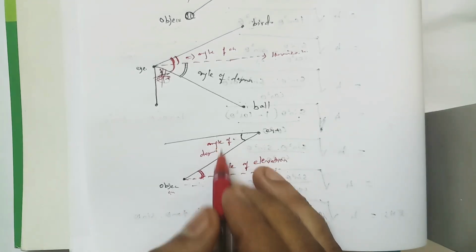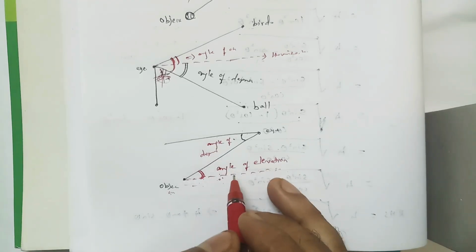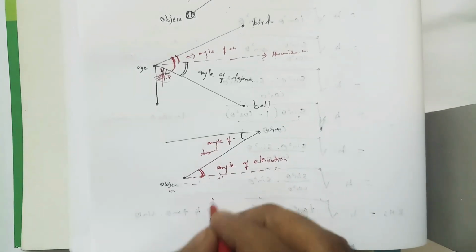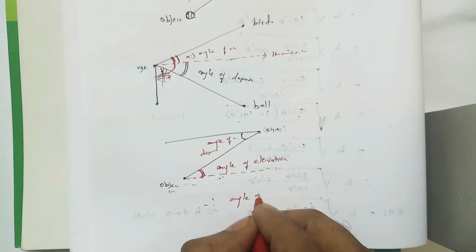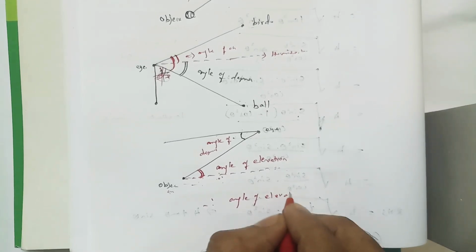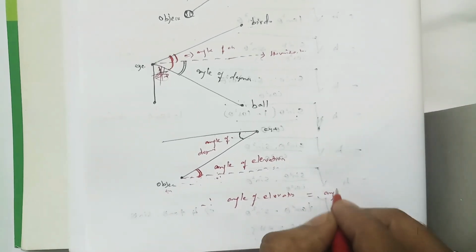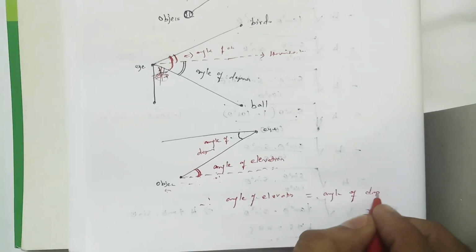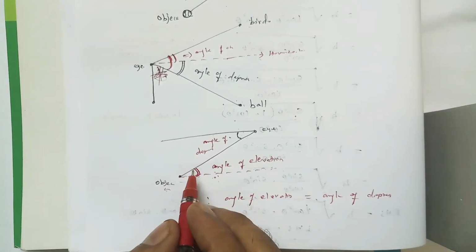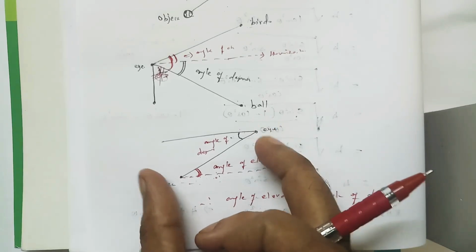So what are the alternate interior angles? One is the angle of depression, and the other is the angle of elevation. Therefore, the angle of elevation is equal to the angle of depression. So when we are having that, understood?